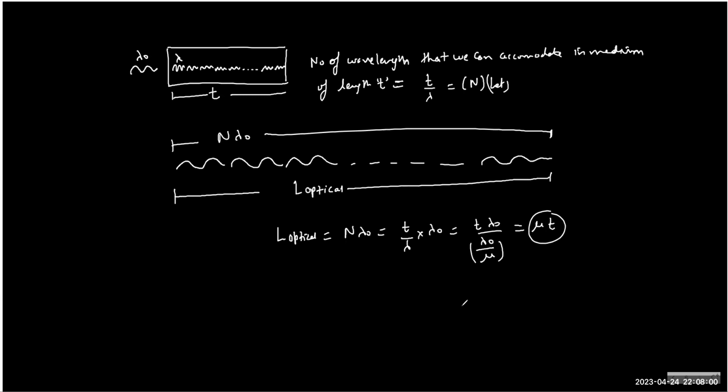So there are two perspectives. One is the time perspective, the other is the count of wavelengths. So when we say two paths are optically equivalent, two paths are said to be optically equivalent if they contain an equal number of wavelengths. Is it clear? So two paths are equivalent only when they accommodate an equal number of wavelengths. Very good.